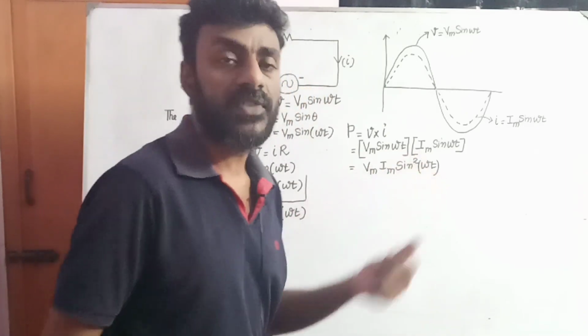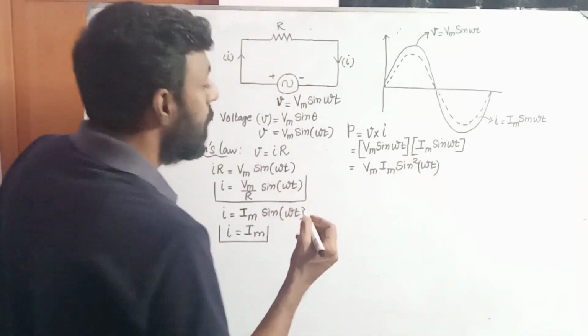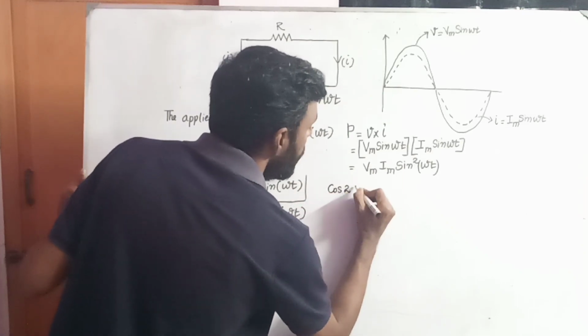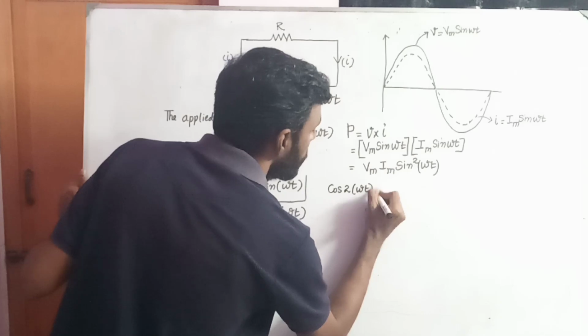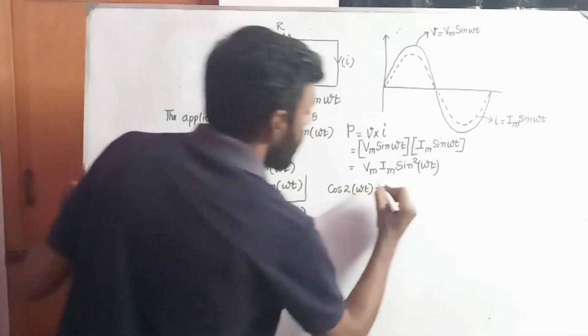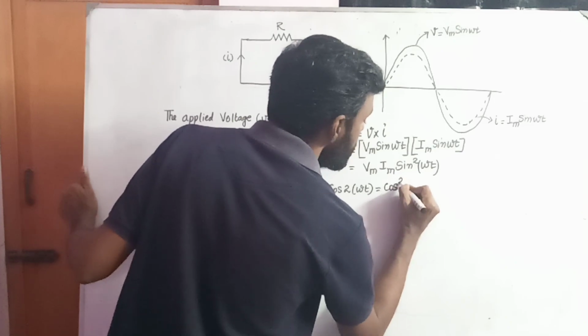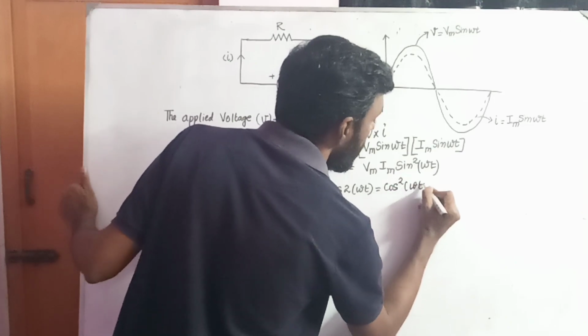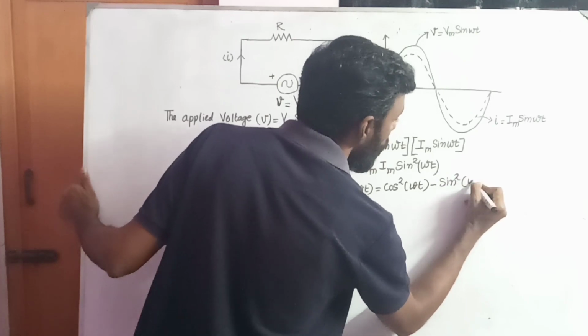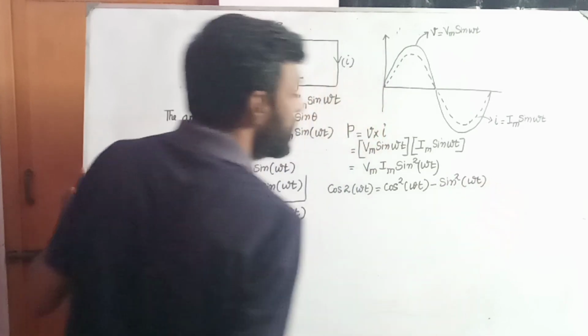Now what we need to do is find the value of sine squared omega t. How do we find it? We know that cos of 2 omega t is nothing but cos squared omega t minus sine squared omega t. So this is the formula.